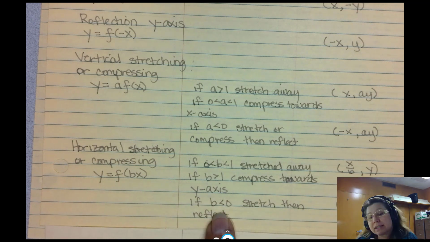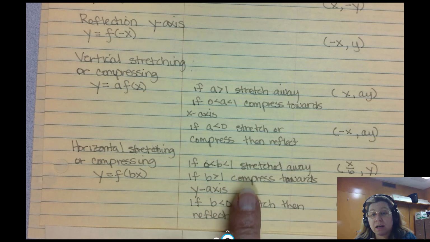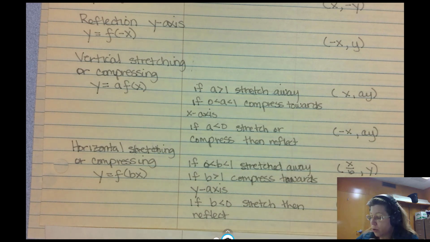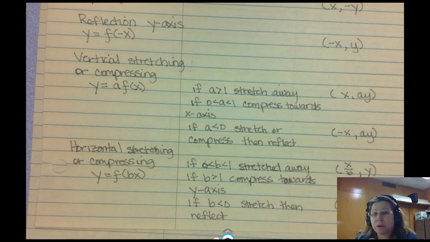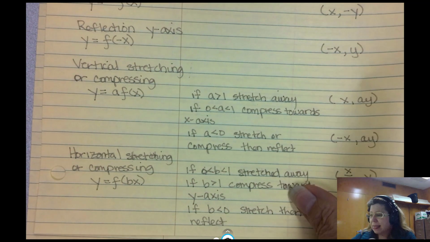Again, if b is less than 0, then you still stretch or compress about the y-axis, but then it's reflected. All your y's are the opposite of what they are. So it reflects around the x-axis. Compresses and stretches towards the y, but it reflects around the x. Last little bit, hang in there.